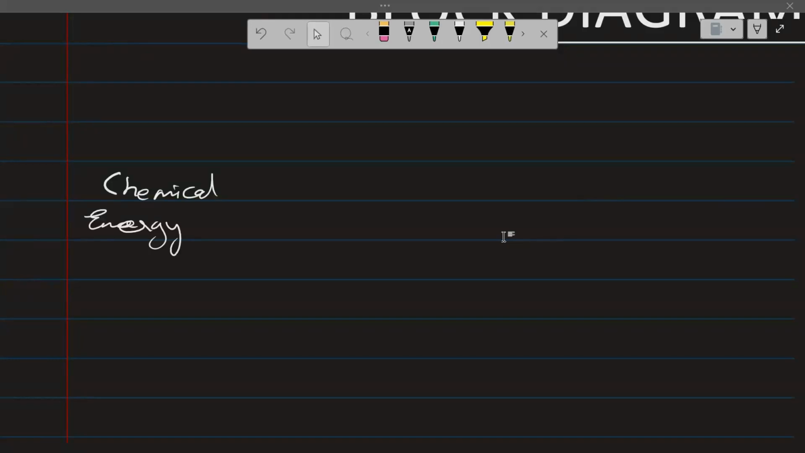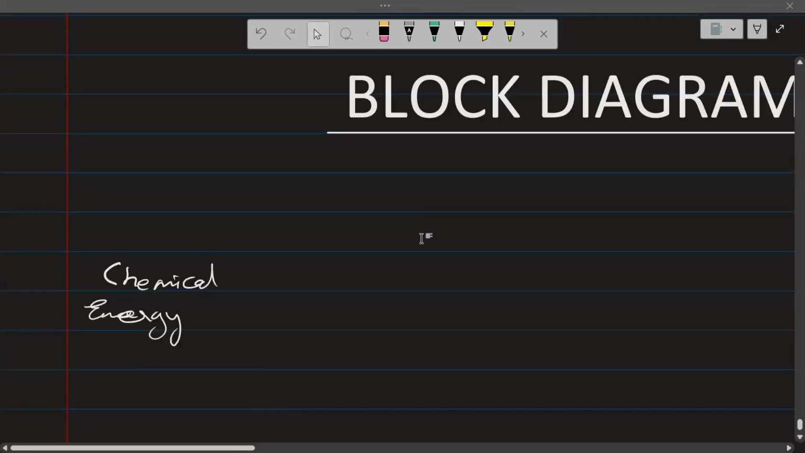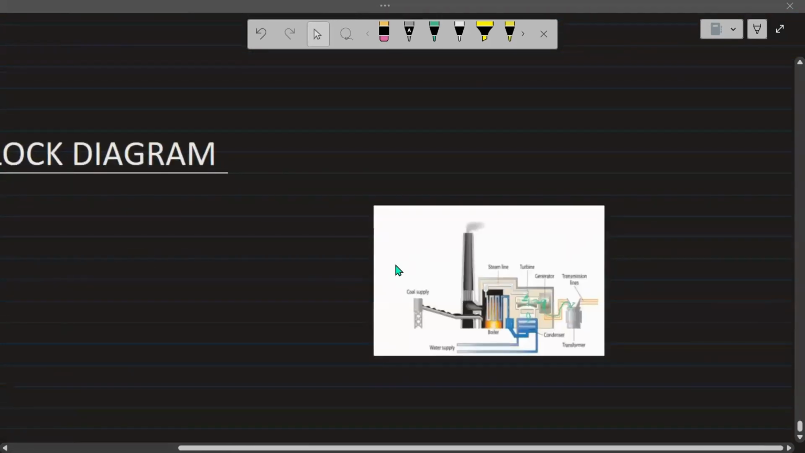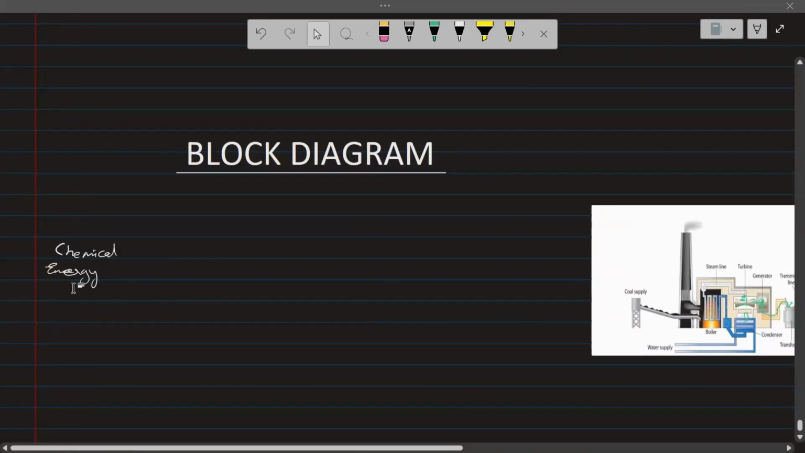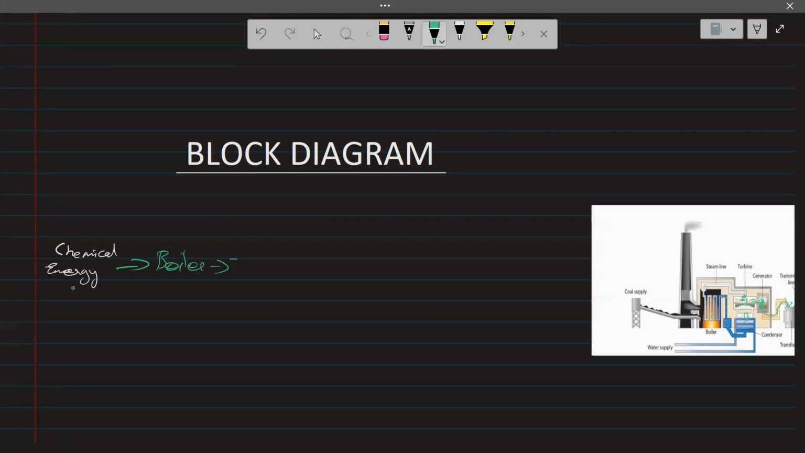Basically in this diagram, chemical energy is transferred to kinetic energy, and that kinetic energy makes the turbine move, and due to that movement of the turbine, electricity is generated. So let me write the equation: chemical energy is transferred to the boiler. The boiler makes the steam move to the turbine, and the turbine moves that energy to a transformer, an up transformer.